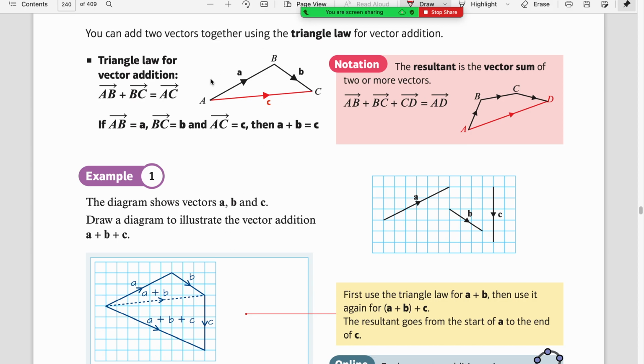Triangle law, addition and subtraction. Where do you start? We start from A to B, then from B to C, and we end at C. So from S to E, this is start, that is end. And this is the resultant vector. Normally it is labeled with 2 dots. And next is another example.